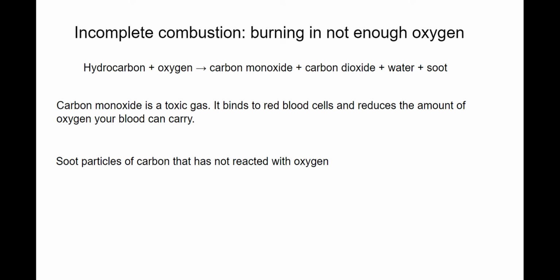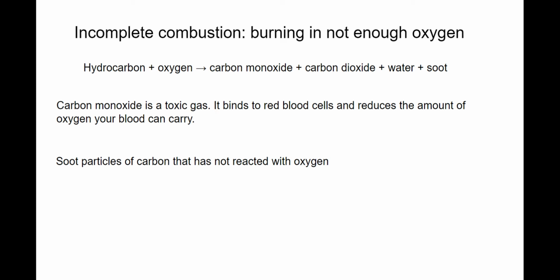What it does, it binds to your red blood cells, and if carbon monoxide is bound to your red blood cell, that red blood cell can no longer carry oxygen. So that's why your house will have a carbon monoxide meter to make sure that your gas boiler, which is burning a hydrocarbon gas, methane probably, is not producing loads of carbon monoxide or any carbon monoxide and causing your ability to carry oxygen around your body to be reduced.